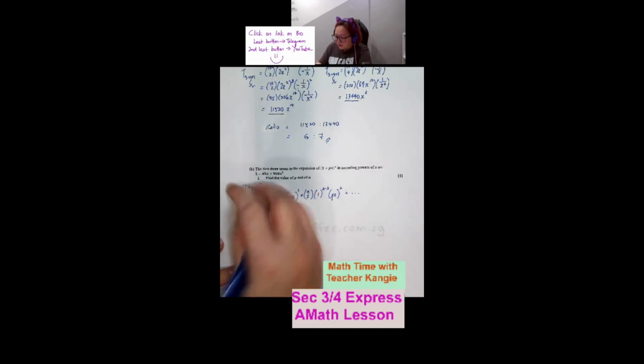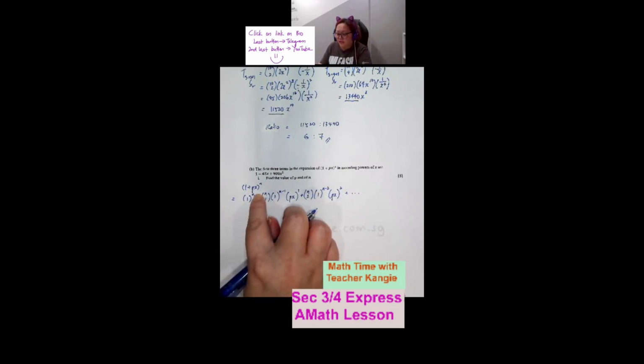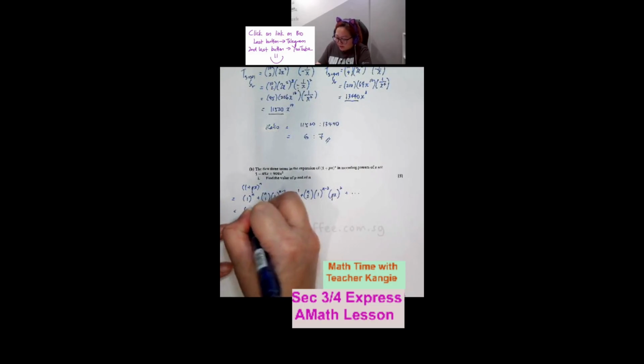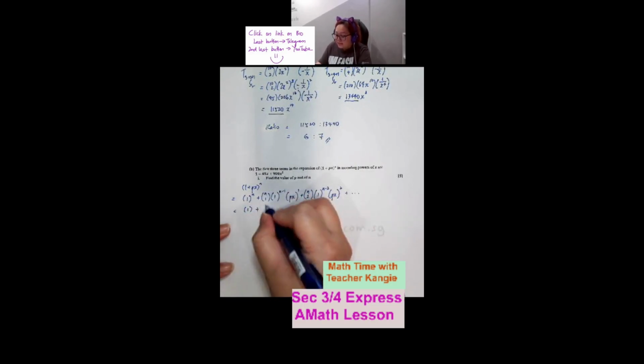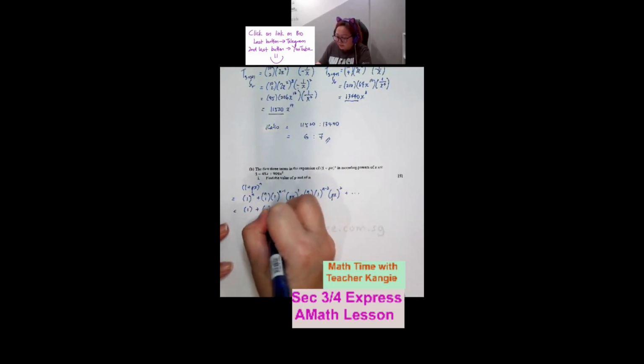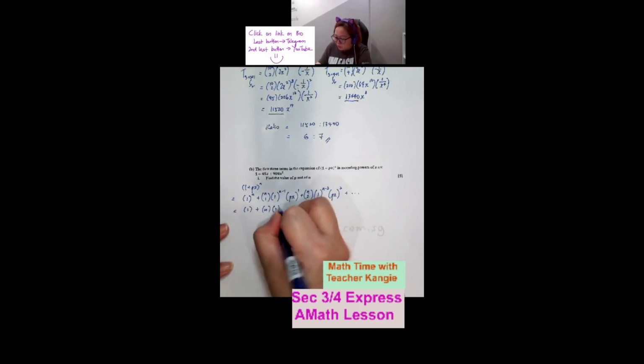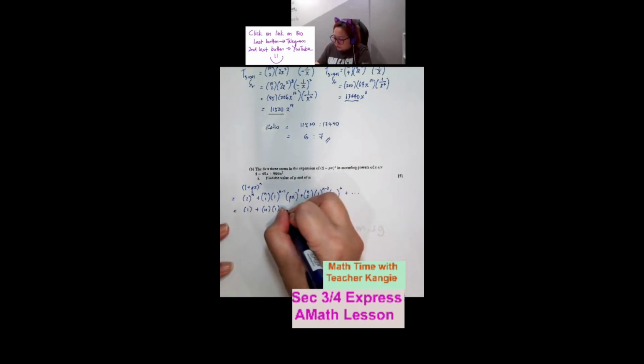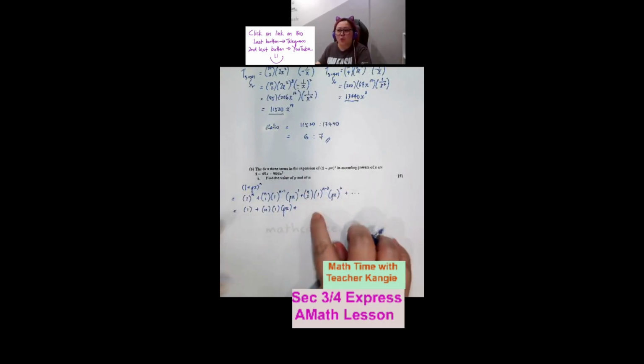Next, simplify. 1 to the power of anything is just 1. So this is 1. nC1, you need to know that it is n. 1 to the power of anything is just 1. This one is to the power of 1, so it's just px. Okay, so now the tough part is, what is nC2?